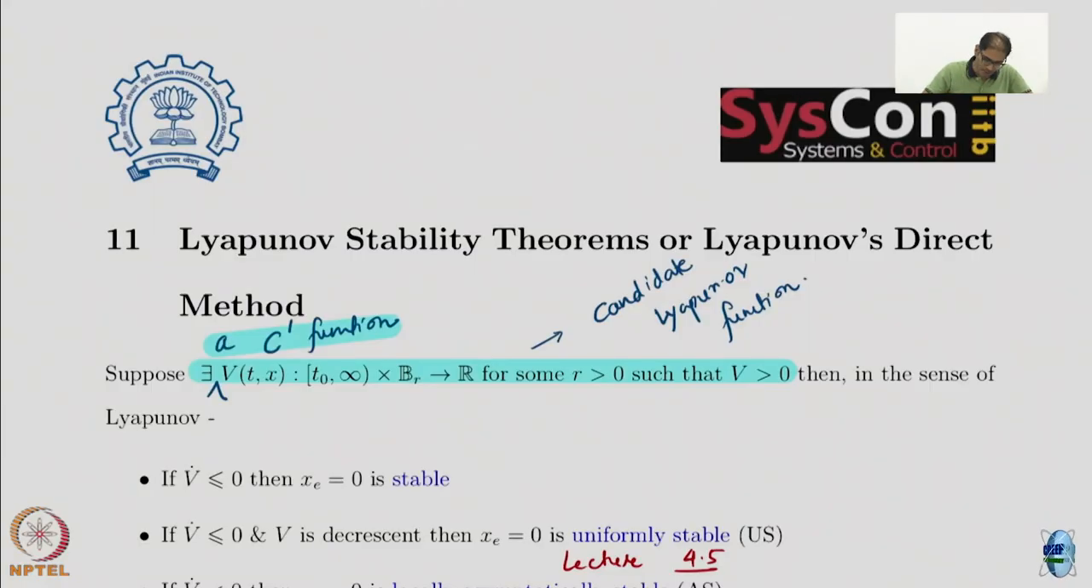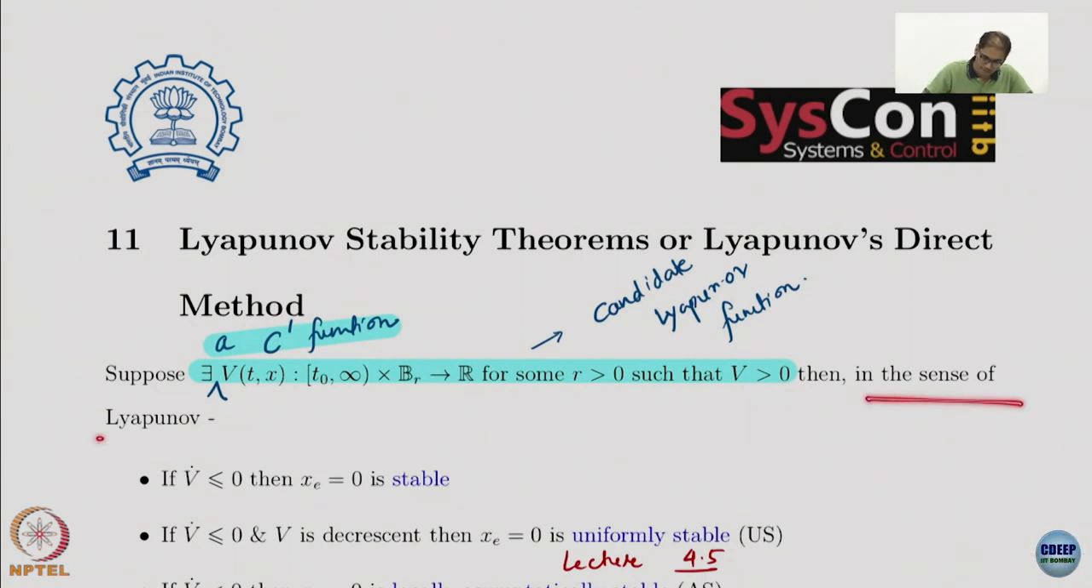All right, great. If there is a nice C1 function V mapping time and states in a domain to real numbers, such that for some r positive it is positive definite, this highlighted assumption, then this function V is called a candidate Lyapunov function. This is the terminology. It's a candidate Lyapunov function if it is a C1 function of time and states and positive definite.